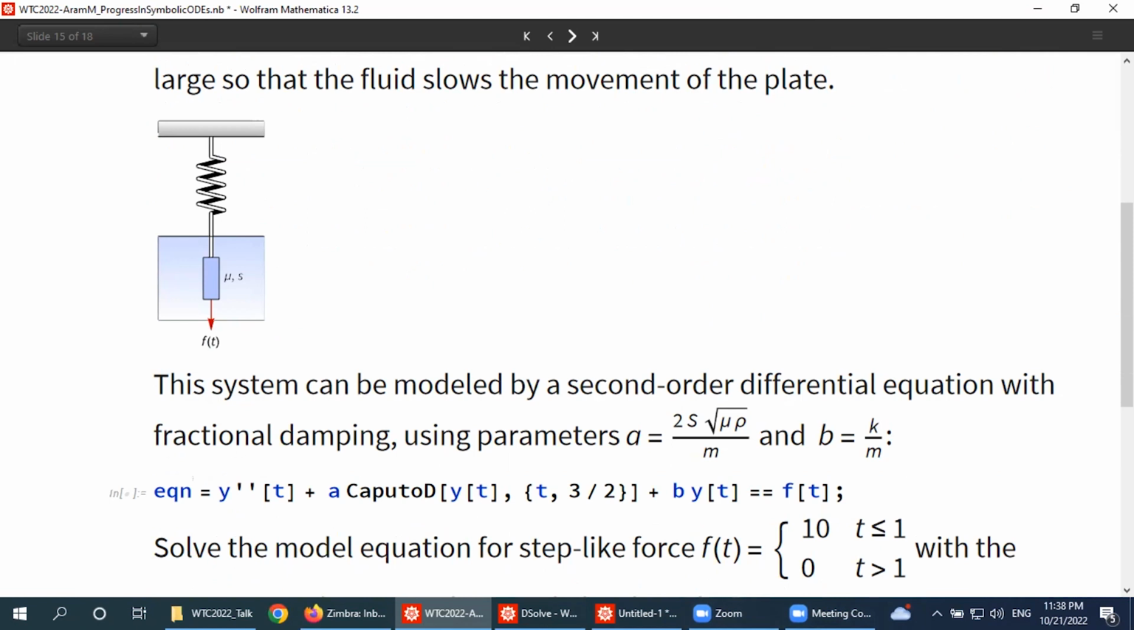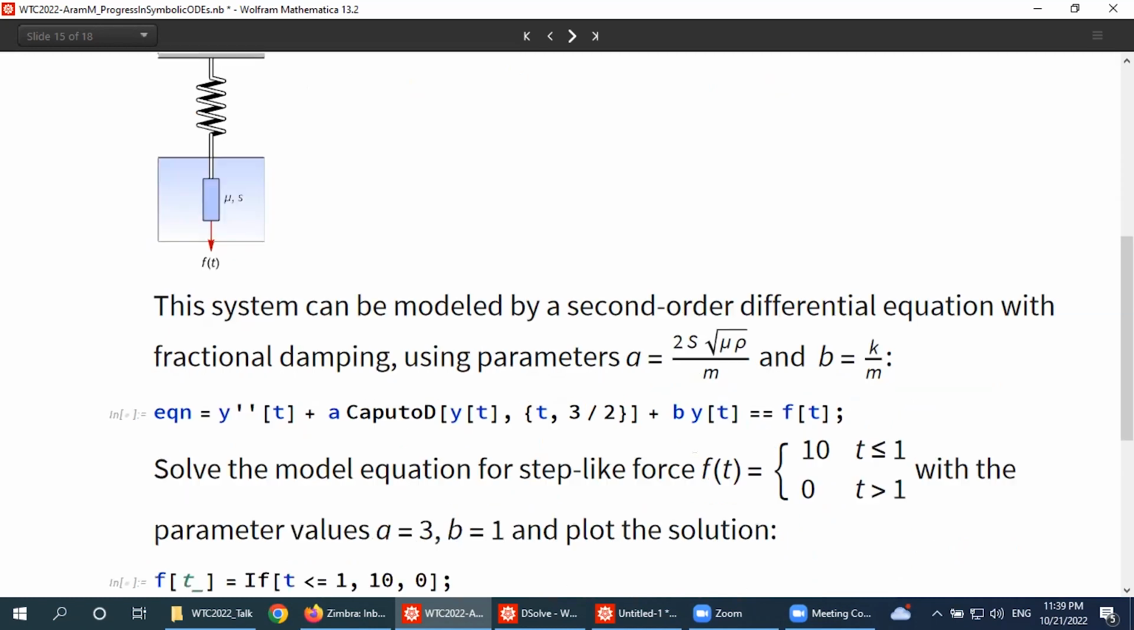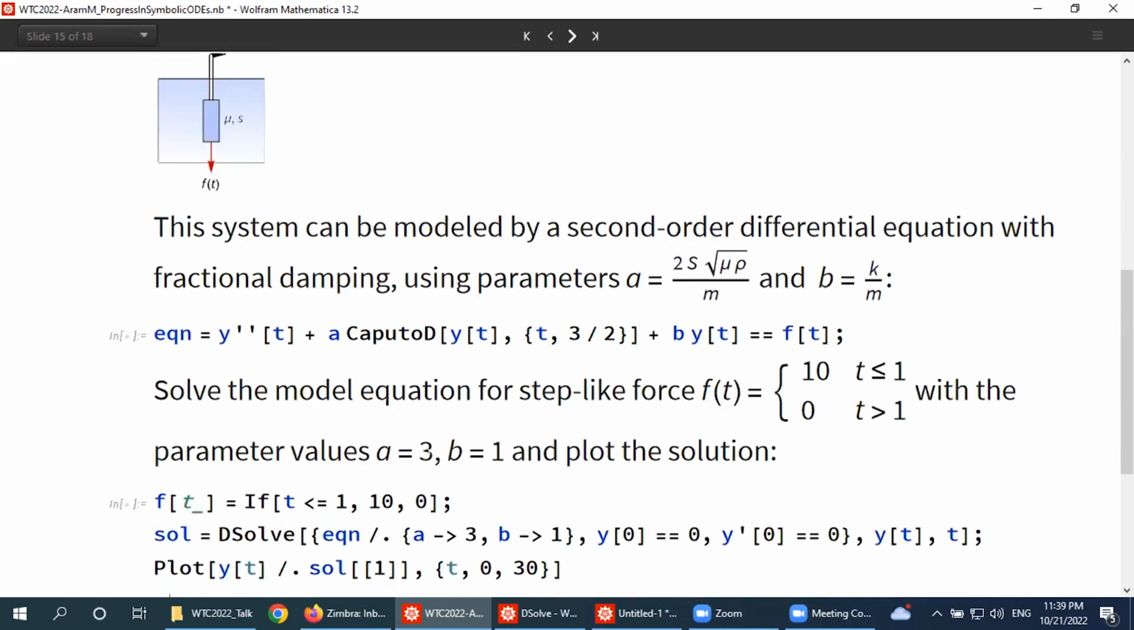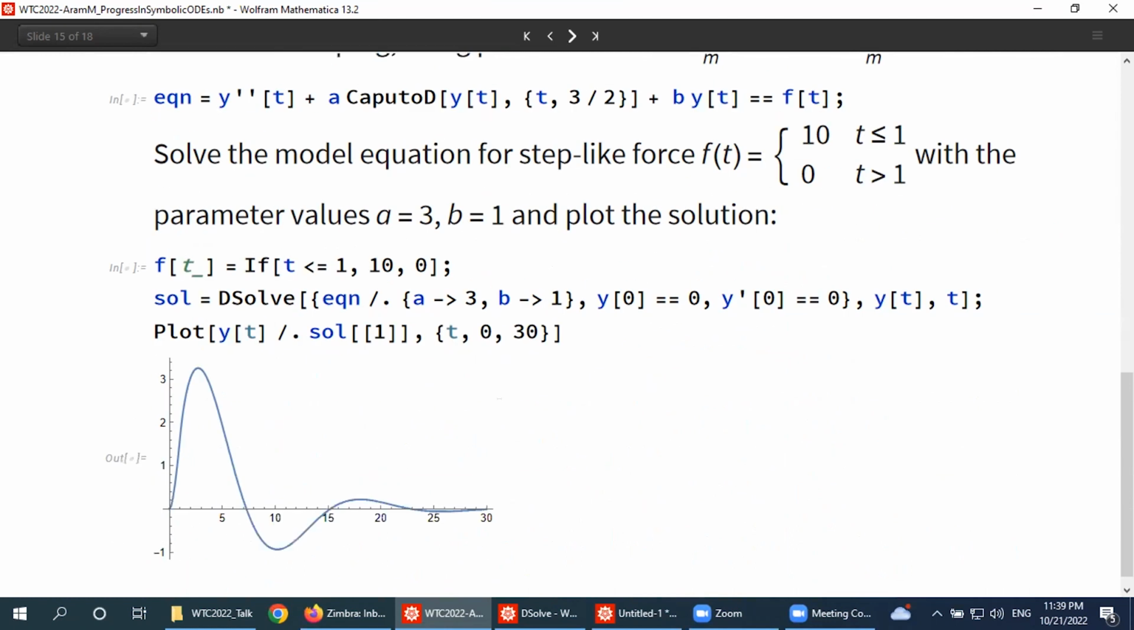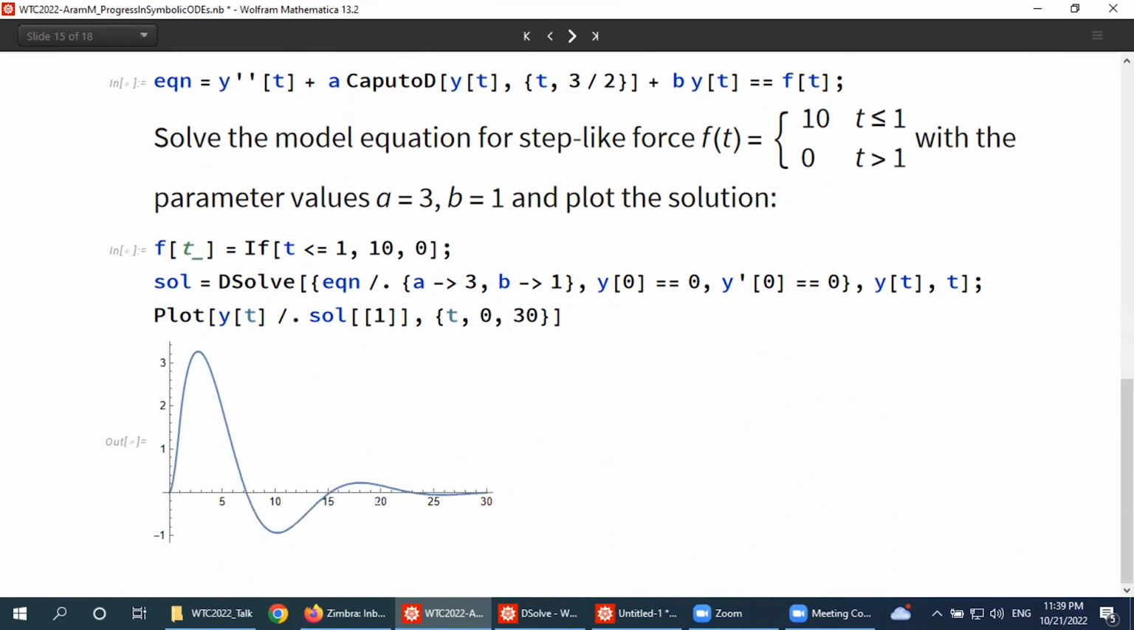And currently we can solve this differential equation using DSolve. To do that, we have to specify the force. So let's choose a step-like force, which is presented here. And we can give some numerical values to parameters A and B. And after that, we can solve the modeling equation using DSolve, and we can plot the solution. So this is the plot of the solution, which demonstrates the motion of the plate inside the liquid.